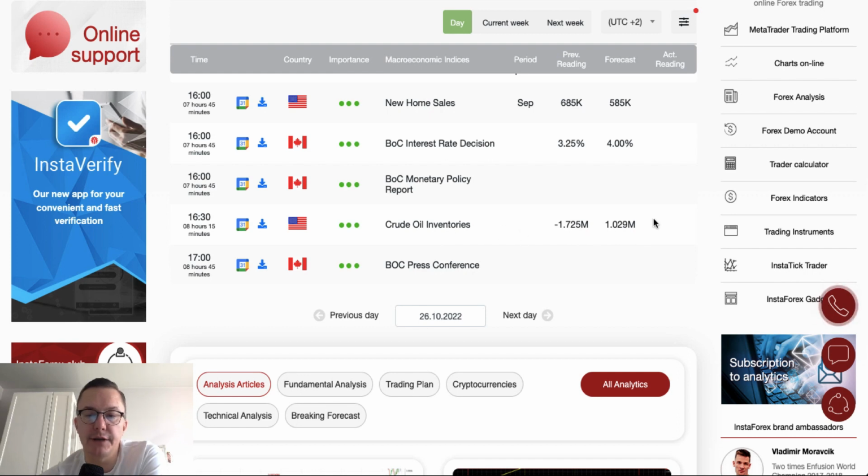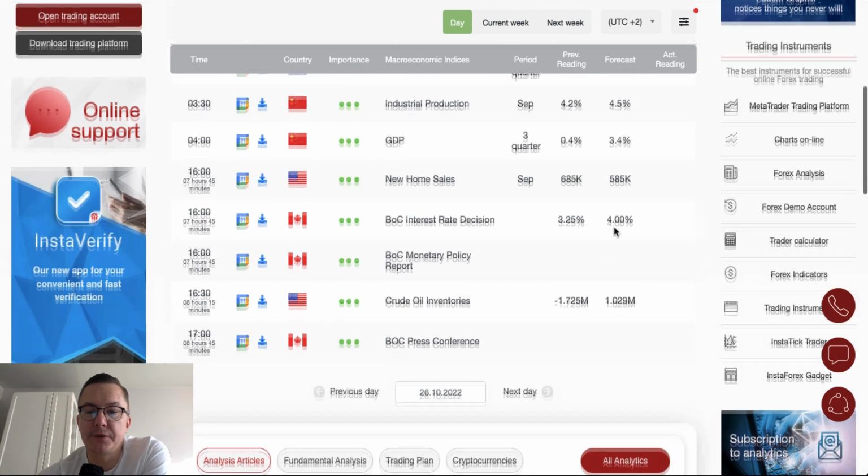Looks kind of interesting because it looks like the demand is not that big anymore for the crude oil in the US, and the inventories are rising. The inventories are rising from minus 1.7 million to 1.02 million. So very interesting situation. Maybe the price of the crude oil will be quite different soon.